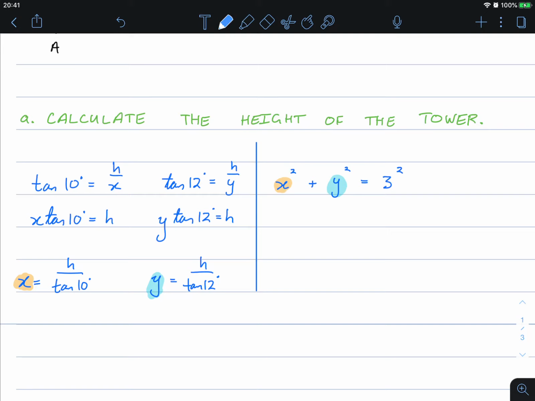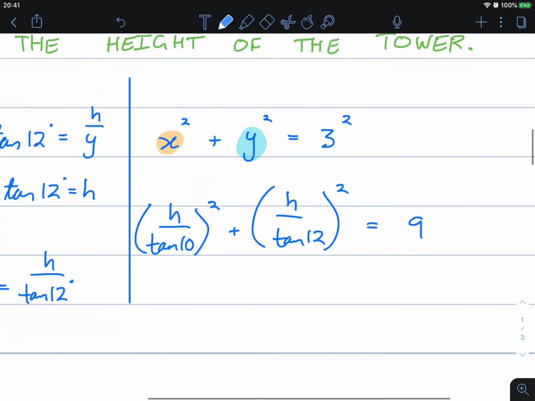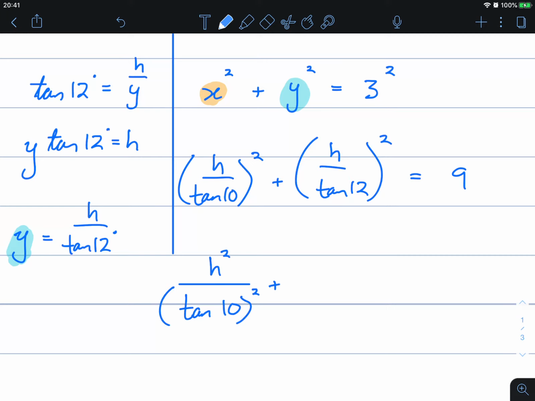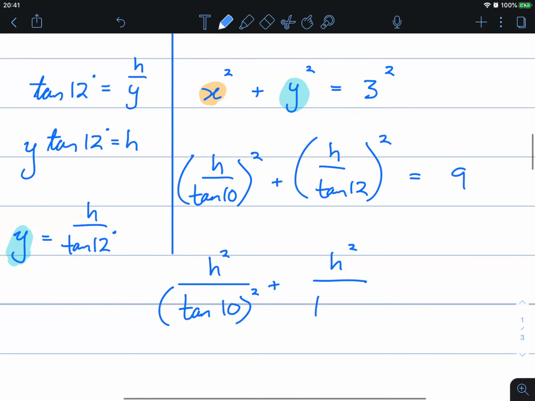Let's do that. This will be h on tan 10 squared plus h on tan 12 squared equals 9. Expanding this, we get h squared on tan of 10 squared plus h squared over tan 12 squared equals 9.